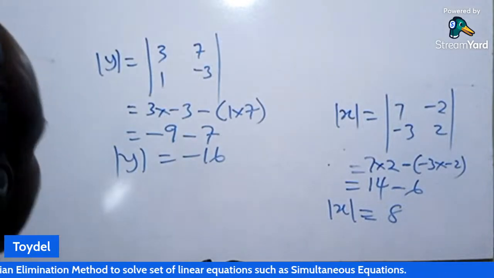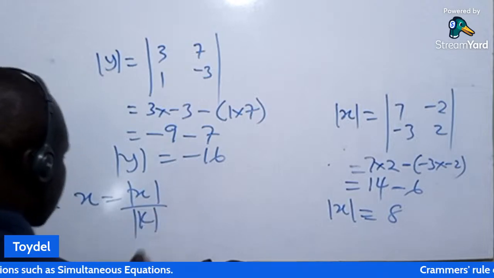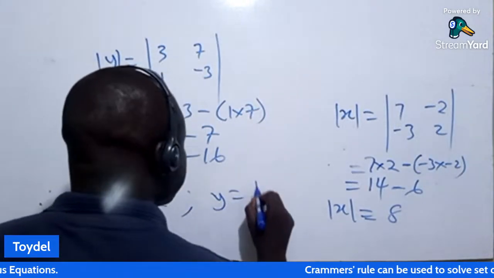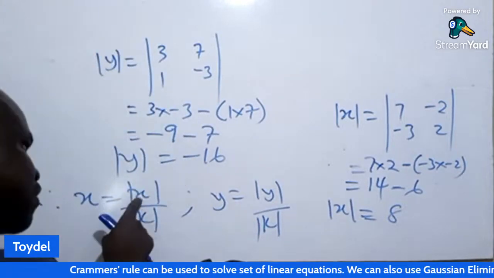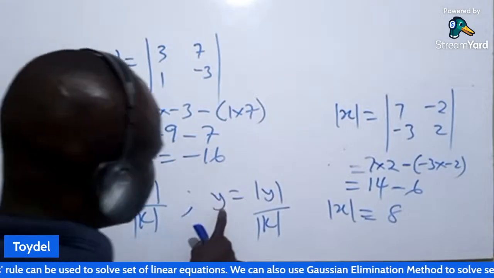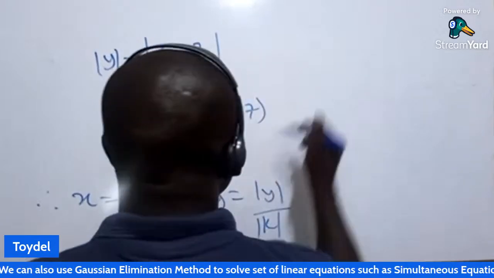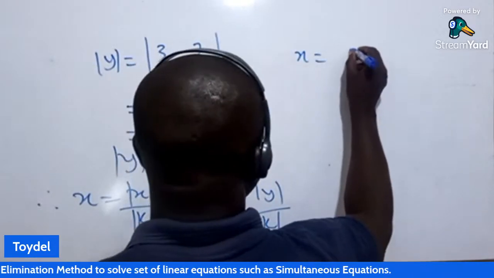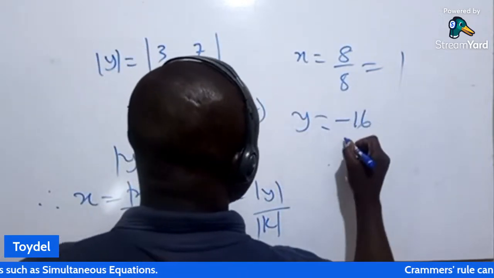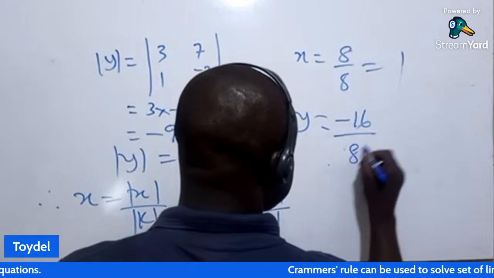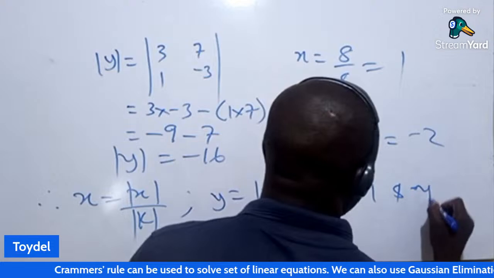So how do I get the variables x and y? I will now say, therefore, x is given as the determinant of x all over the determinant of the constant, and y is given as the determinant of y all over the determinant of the constant. So what will be the value of x and y? Therefore, x is equal to the determinant of x, which is 8, divided by 8, and that will give us 1. Then y will be the determinant of y, minus 16, all over the determinant of k, which is 8, and that will be minus 2. Therefore, x is equal to 1 and y is equal to minus 2.